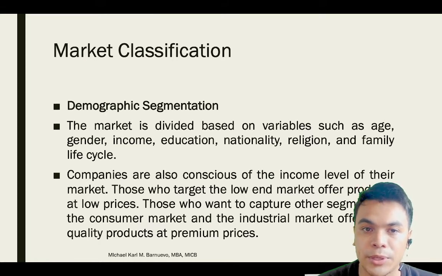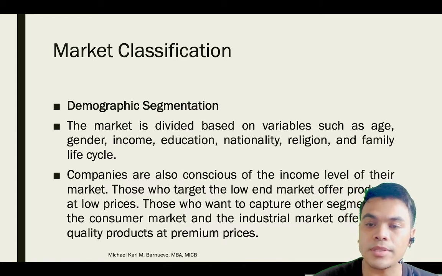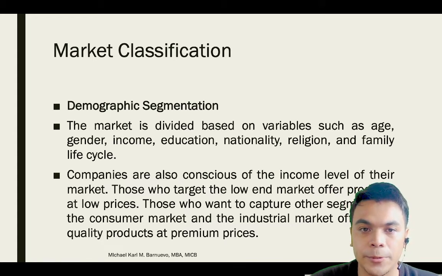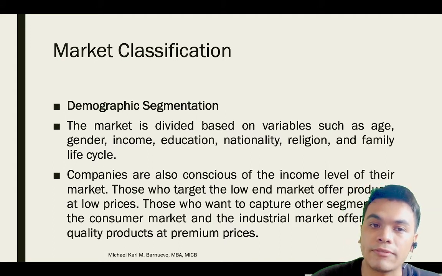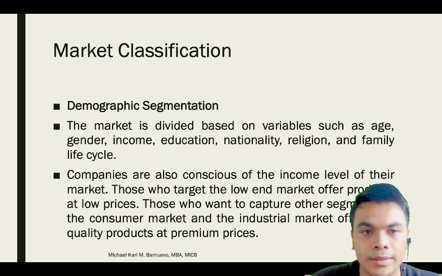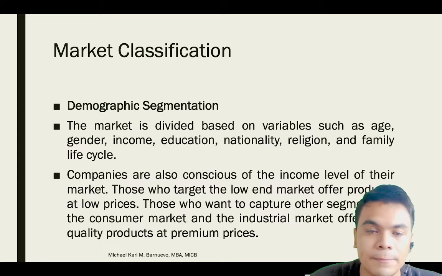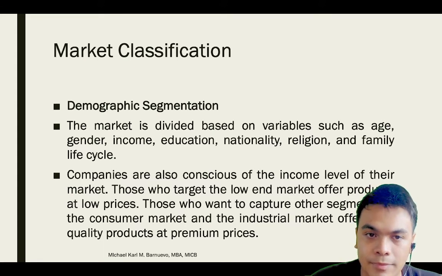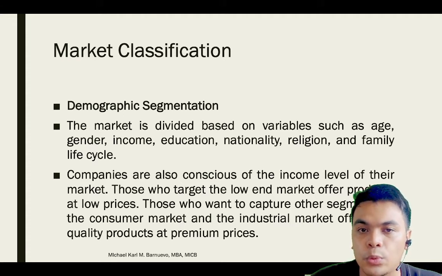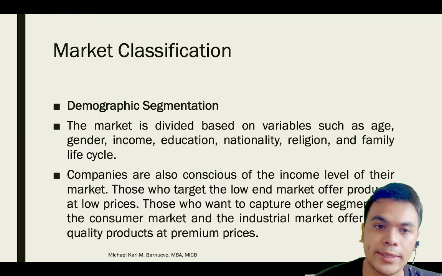First is the demographic. When you say demographic, this is based on variables such as your age, gender, income, education, nationality, religion, and family life cycle. What does family life cycle mean? Of course, the role of each member of the family, or the cycle within that family, from infant to teen to young adult to elderly.